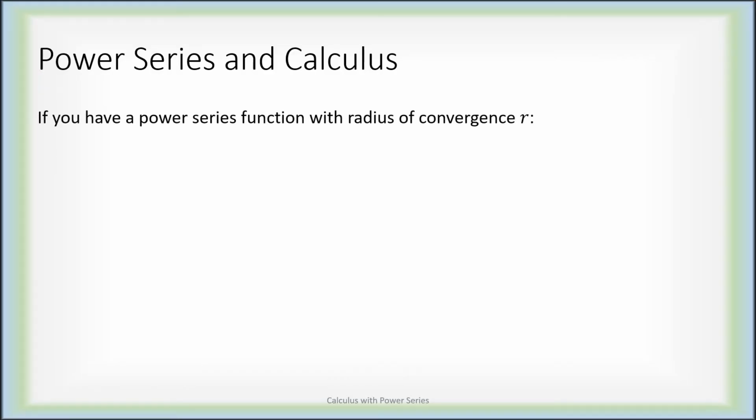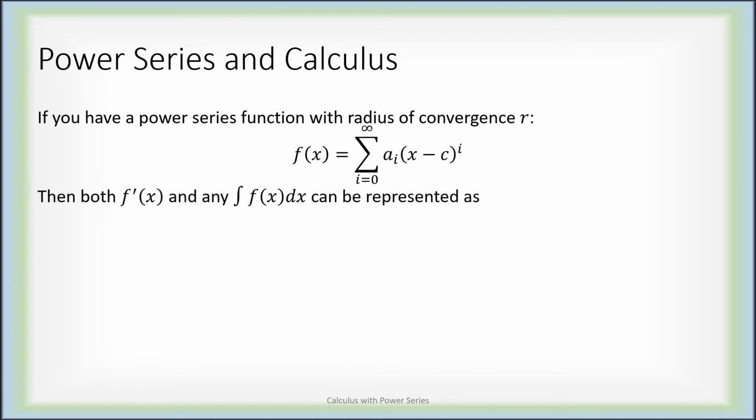Suppose we have a power series that has some radius of convergence r. So we write our generic power series as the sum of a_i times (x minus c) to the i. Then we can compute derivatives of f(x) and also antiderivatives of f(x), sort of in the best way we might think we could.